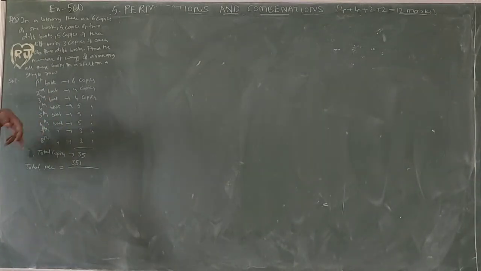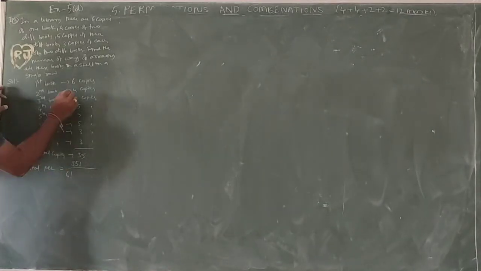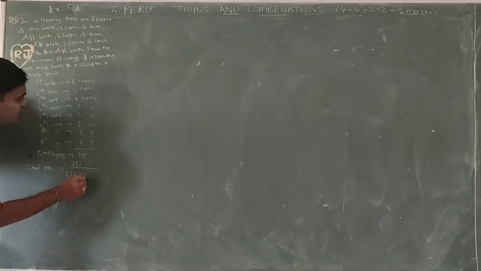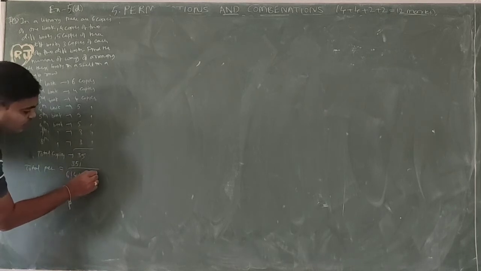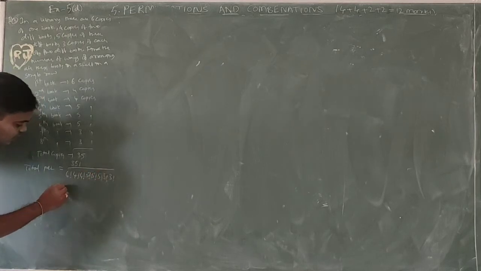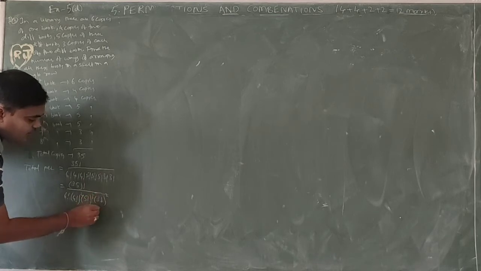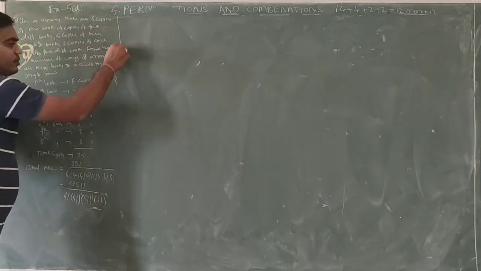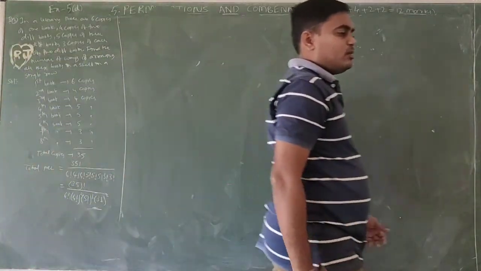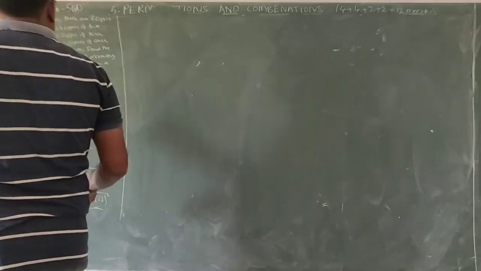Out of 35 copies, what are repeated? So, first book 6 copies repeated, 6 factorial, 4 factorial, 4 factorial, 5 factorial, 5 factorial, 5 factorial, 3 factorial, 3 factorial. So, overall 35 factorial by 6 factorial, 4 factorial whole square, 5 factorial whole cube, 3 factorial whole square. This is the required solution. Okay, next question.